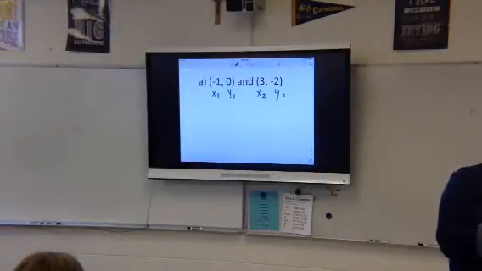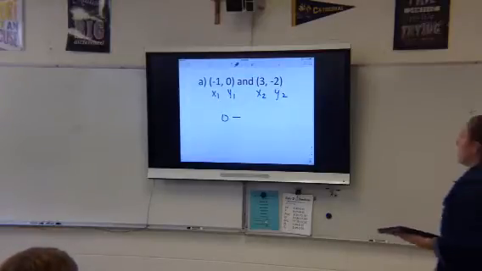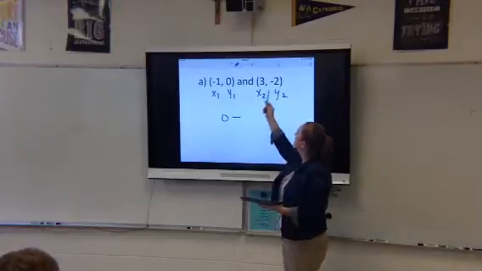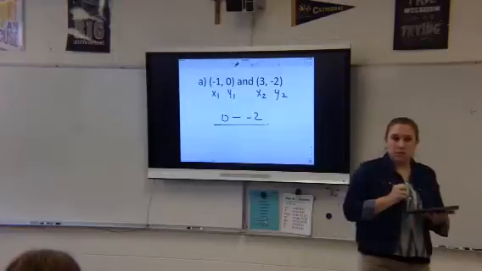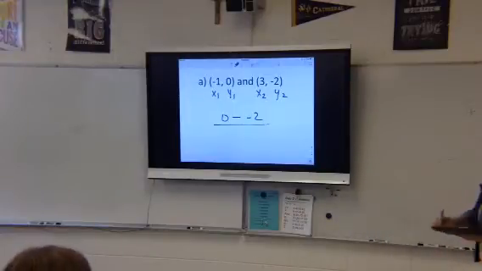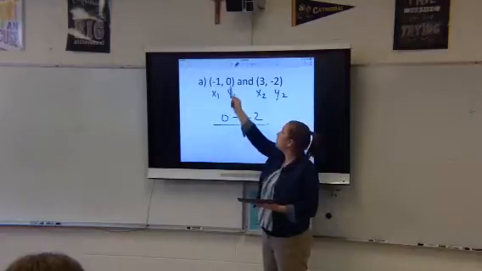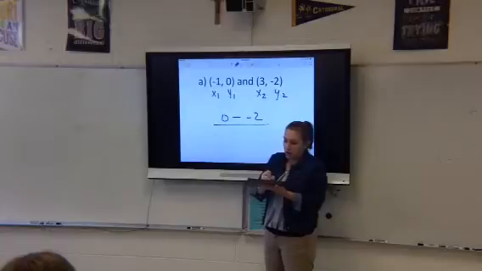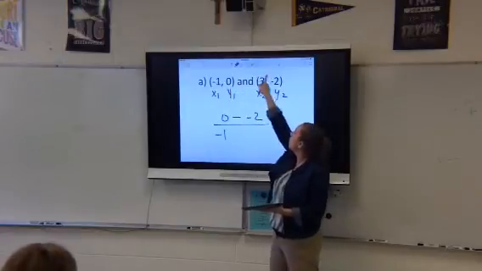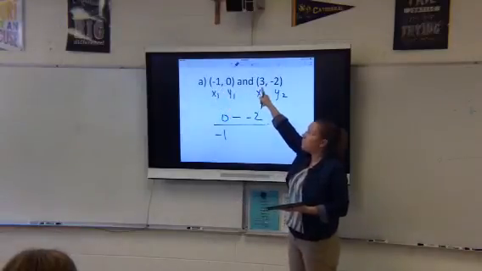I'm going to say 0 minus, because it's y1 minus y2, so we're subtracting the middle. So 0 minus -2. Does that make sense? Now if I start with 0, what am I starting with on the bottom? -1. So again, just subtract your y's: 0 minus -2, and then -1 minus 3.